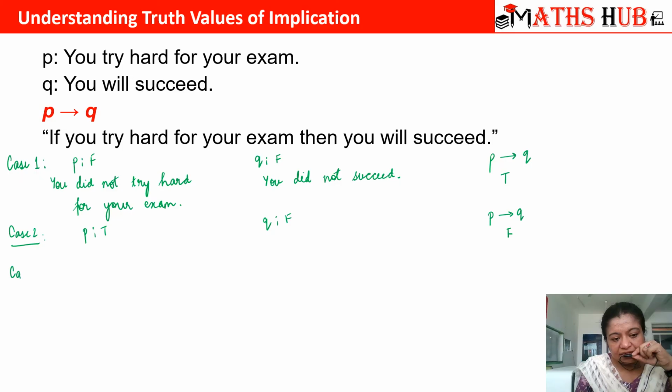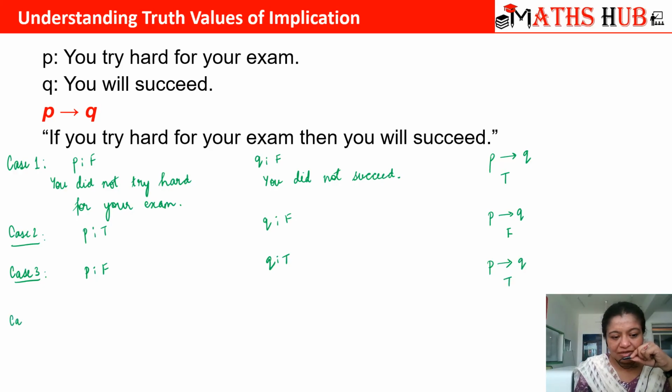And now case 3 is when P is a false statement and Q is a true statement, right? So you did not try hard for your exam, but you succeeded. So that means you had blessings of God. So you did not try hard, but still you succeeded. So our argument is satisfied, right? So P implies Q is a true statement.